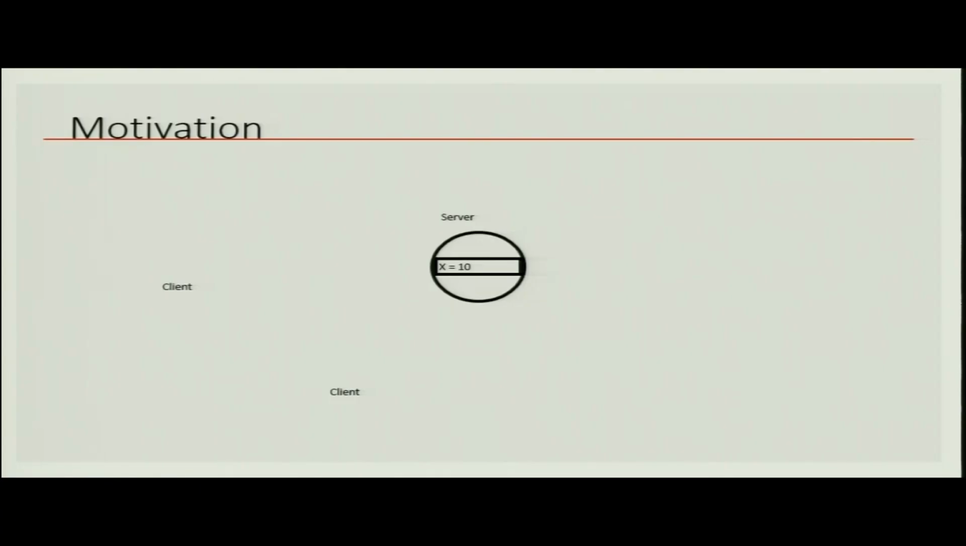Welcome back. So, we were talking about state machine replication, and we wanted to show you some animation to make you understand about state machine replication. So, let us say I have a server and the server maintains some data or state, and let us say currently the value of some variable x is 10 in the server.